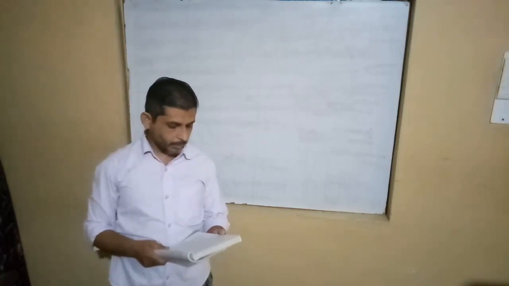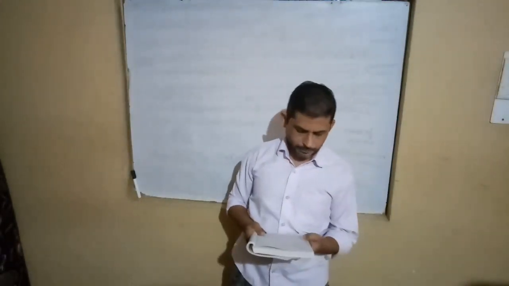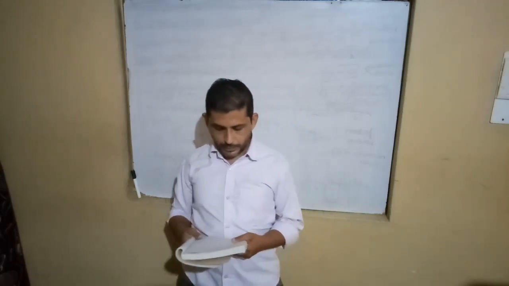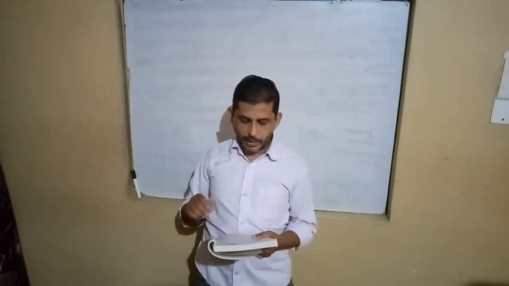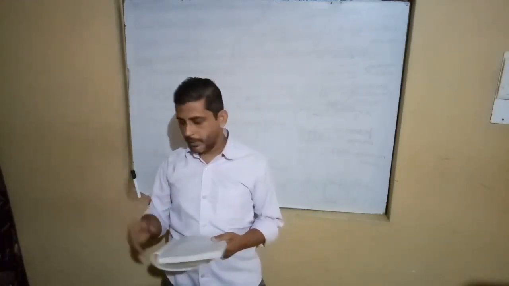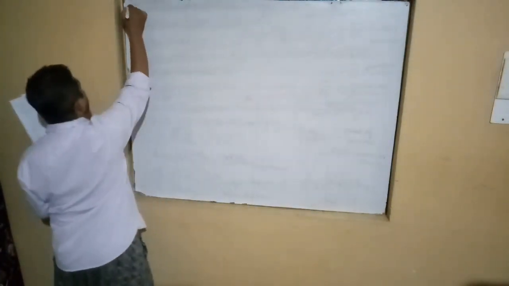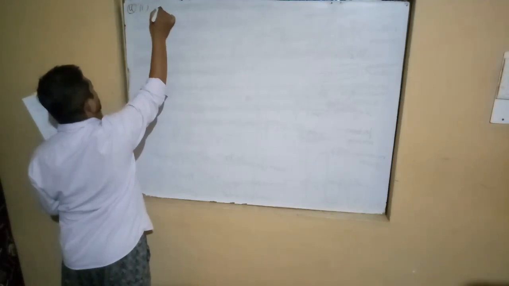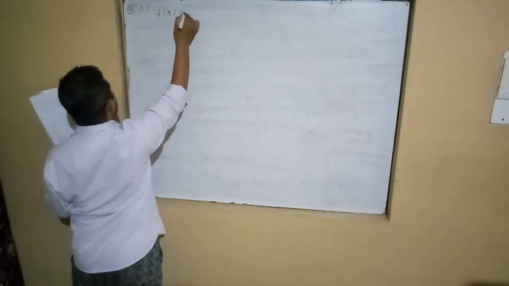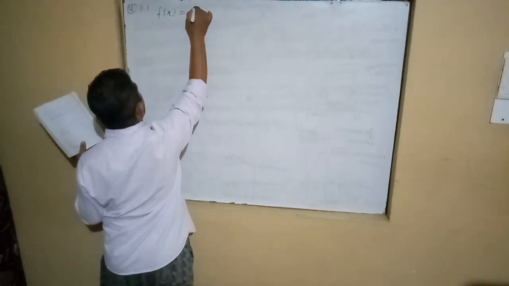Now next, question number 4, because the rest of the third you can solve easily. Fourth question: prove that the following functions do not have maxima or minima. Okay, so what is the first question of the fourth? The function is f x is equal to e raised to the power x.